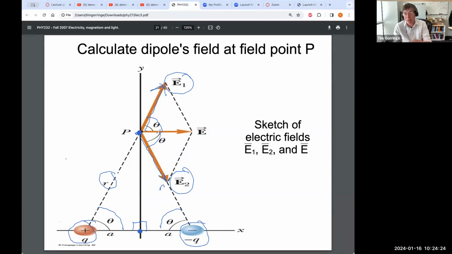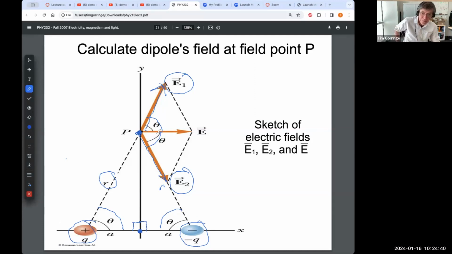It is not influenced by whether there are other charges around that are going to feel that field, or maybe there are no charges around that are going to feel that field. The field is just determined by the charge that's created the field. I hope that answers that question.